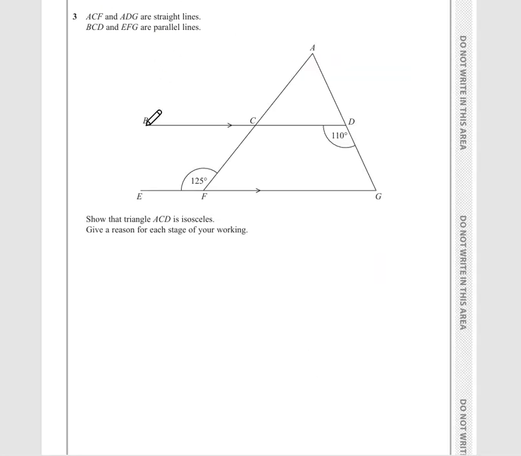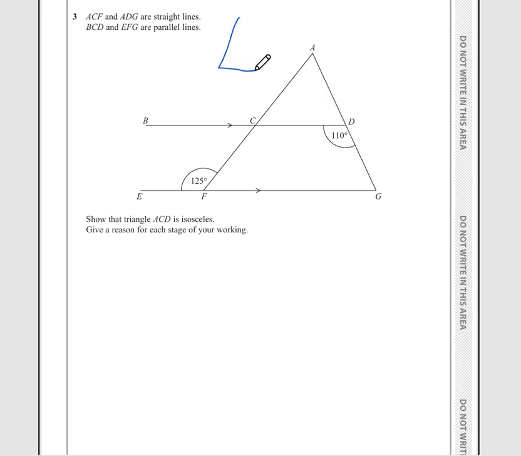Question 3. ACF and ADG are straight lines. BCD and EFG here and here are parallel lines. Show that triangle ACD is isosceles. And give a reason for each stage of your working. Okay, so ACD is this triangle up at the top here. An isosceles triangle has two equal sides and, more importantly for this question, two equal angles.